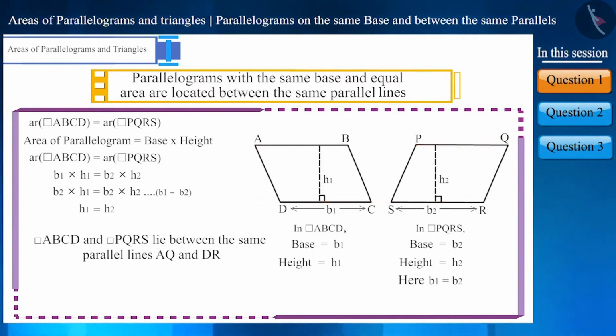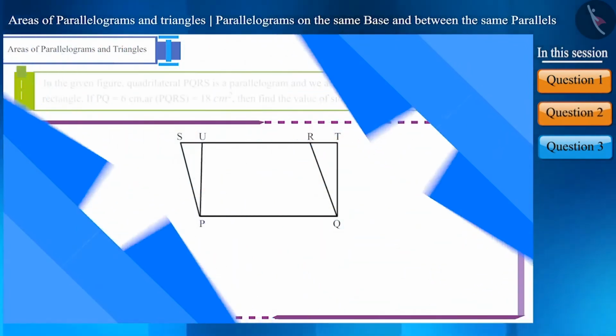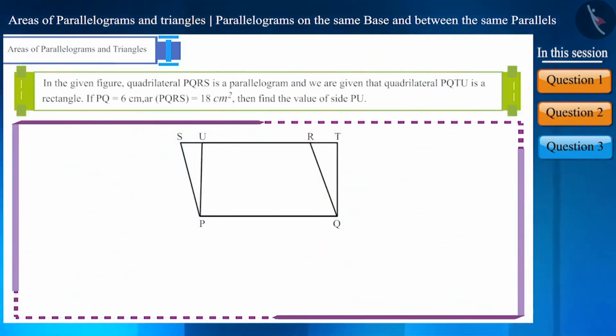Let's move to the second question. In the given figure, quadrilateral PQRS is a parallelogram and we are given that quadrilateral PQTU is a rectangle. If the length of side PQ is 6 cm and if the area of parallelogram PQRS is 18 square centimeter, then find the value of side PU. Let us see the solution for this.